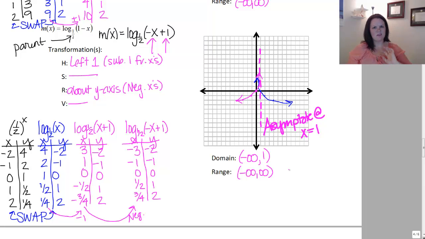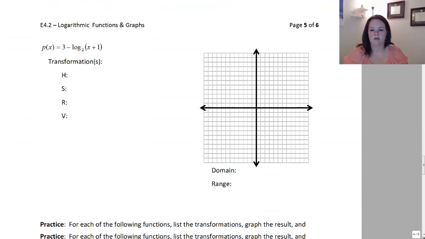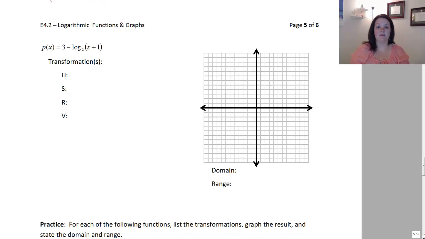Okay, are we kind of okay? Let's keep going. Let me look at a couple. Oh no, just one more. Let me look at one more and then I will have y'all try some.